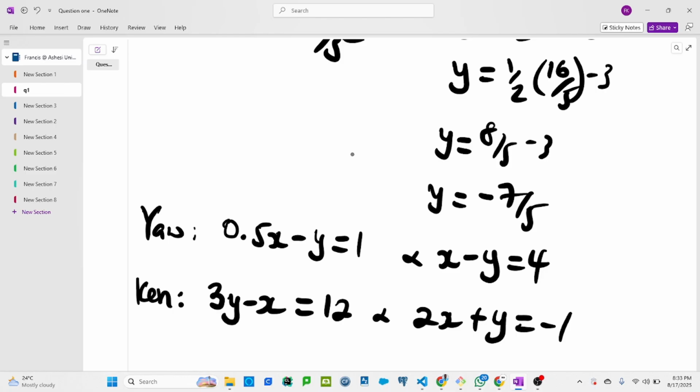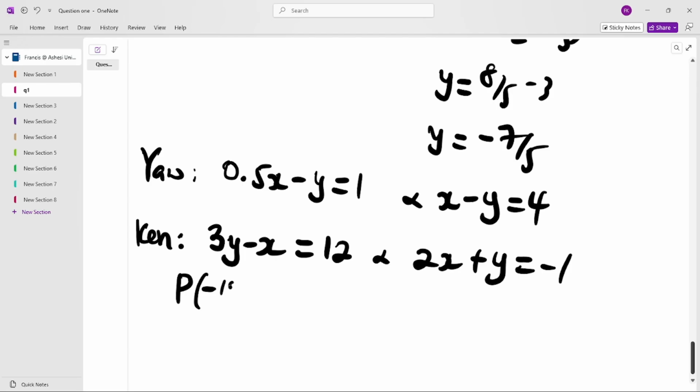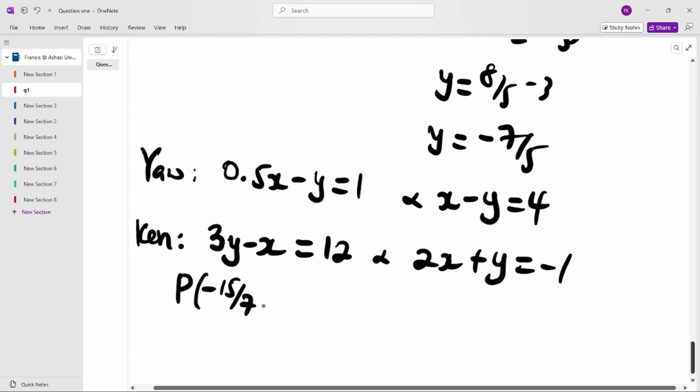Who is that? Kelly. Okay, then what do you have? I have my x value to be negative 15 over 7, and my y value to be 23 over 7. Okay.